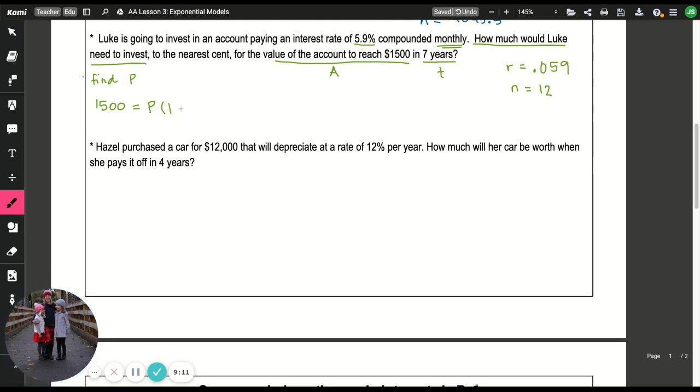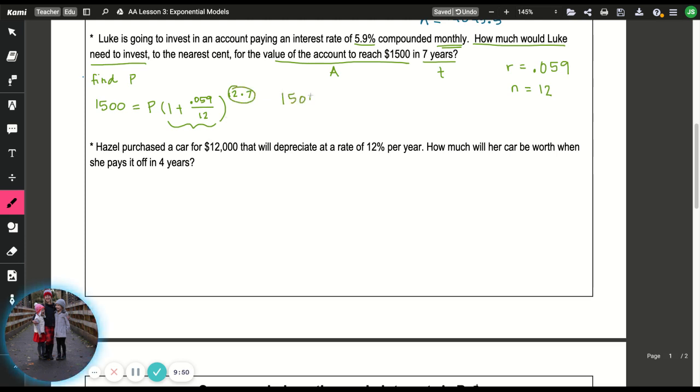1 always starts with 1, plus because we're making money. R, the rate, is 0.059 divided by how many times per year do we get interest? 12 times. And then the exponent is NT, the number of times, 12 times the number of years, 7. So just like in the last problem, don't try to put this whole thing in your calculator. As a matter of fact, you're really going to go wrong because you're trying to solve for this P. So you're going to want to simplify the parentheses and simplify the exponent.